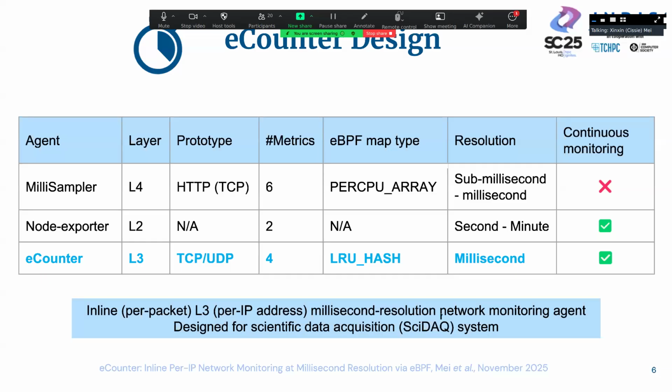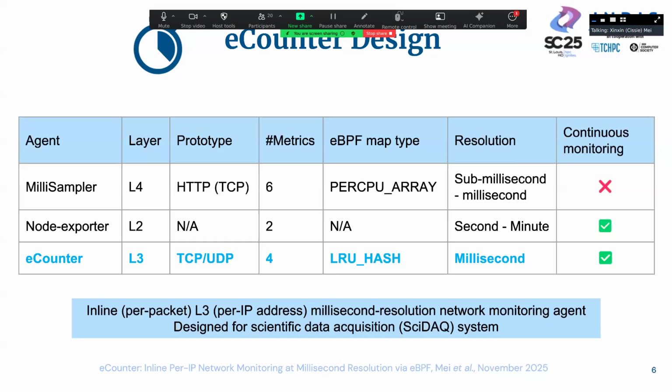This is just a small comparison. The MilliSampler is perfect, it focuses on level 4 and can tell more metrics, but the user space just cannot catch up with so much data, so it's not a continuous monitoring solution. Even now, I think maybe it's not continuous. And the node exporter cannot give you any L3 or L4 information, and the resolution will be second to millisecond layer.